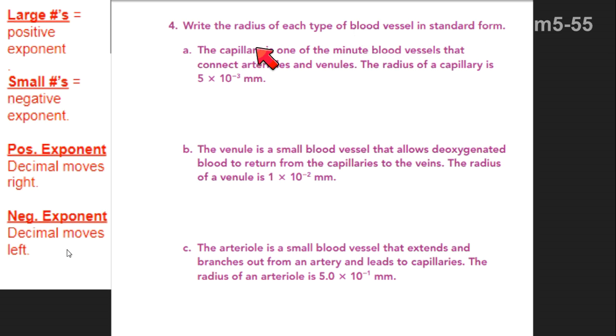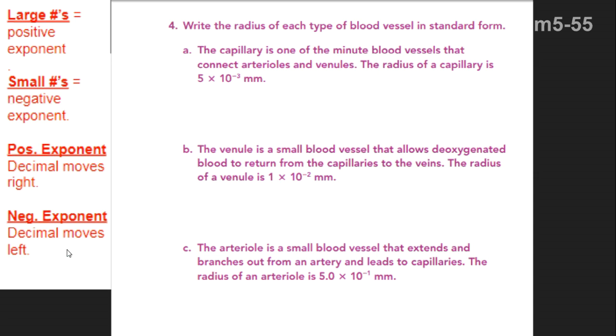So again, we're going to be taking our scientific notation and writing it in standard form. Now it's a little bit different because our exponents, if you notice, are negative on all of these. But we're going to go ahead and do one together, and then I'm going to give you some time to work. So A says the capillary is one of the minute blood vessels that connect arterioles and venules. The radius of a capillary is 5 times 10 to the negative 3rd power millimeters. And again, it's just asking us to write this in standard form.